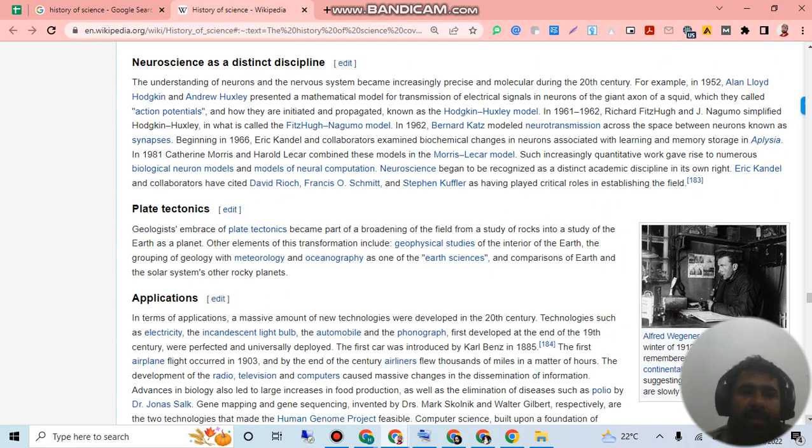Neuroscience as a distinct discipline: the understanding of neurons and the nervous system became increasingly precise and molecular during the 20th century. For example, in 1952, Alan Lloyd Hodgkin and Andrew Huxley presented a mathematical model for transmission of electrical signals in neurons of the giant axon of a squid, which they called action potential, and how they are initiated and propagated, known as the Hodgkin-Huxley model.